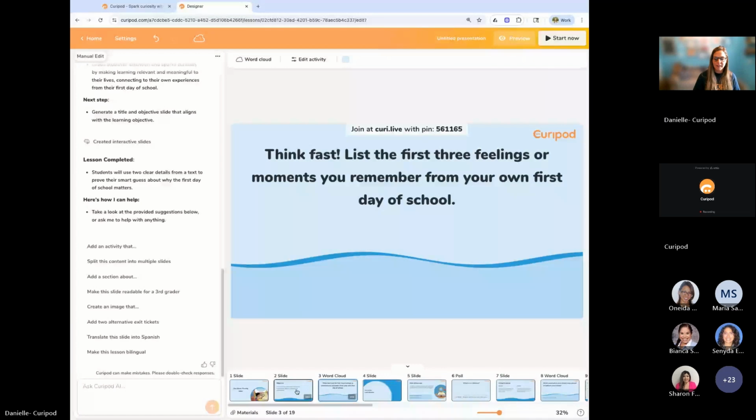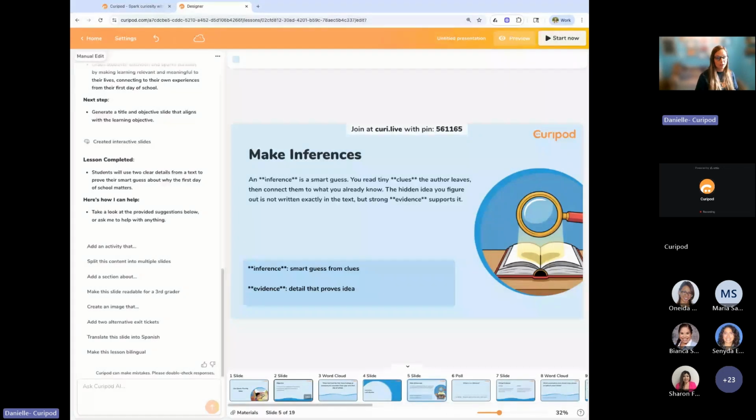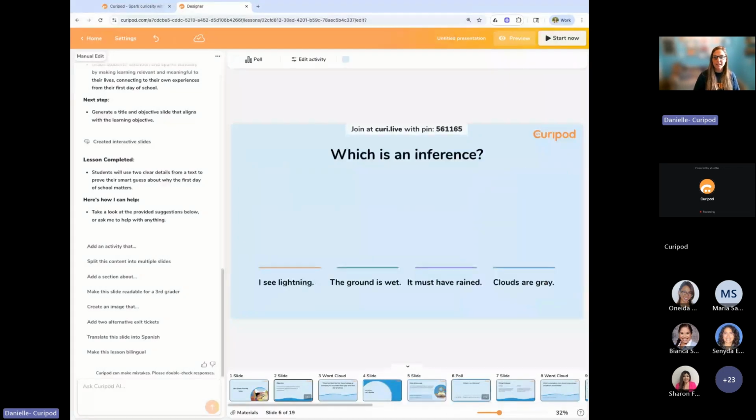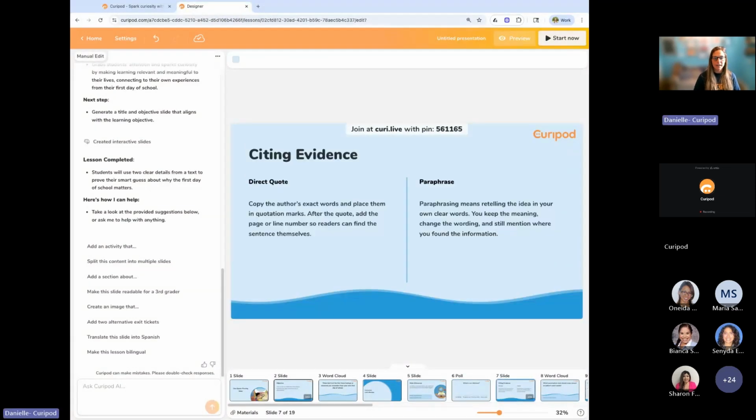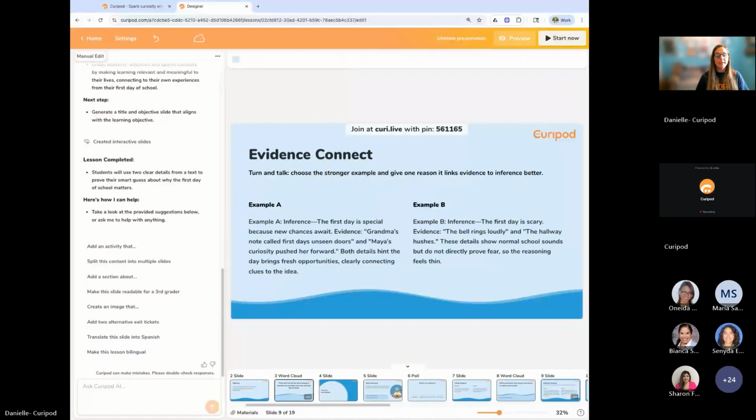So here's our hook. Here is some direct instruction talking about making inferences, which is an inference. So we're checking for understanding here, giving some more direct instruction. And now we're also doing some checks for understanding with a word cloud. Everything we've done so far is on the free version. So that SCR was on the free version, and creating this lesson is on the free version.